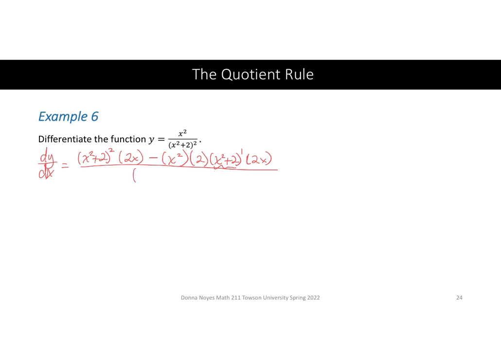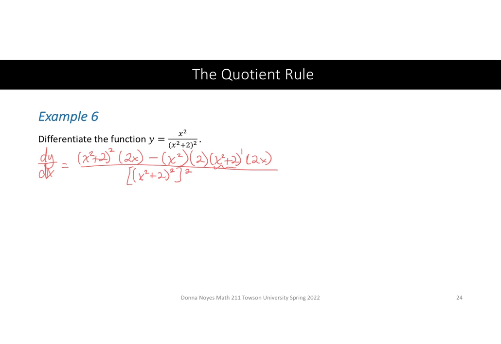All over low, x squared plus 2, quantity squared. Now, this one might have gotten a little confusing for some of you because we are taking a function that was already squared and we're squaring it again. So remember that our low was already squared. So this whole thing now also has to be squared.